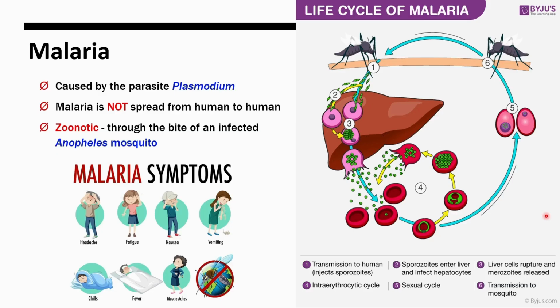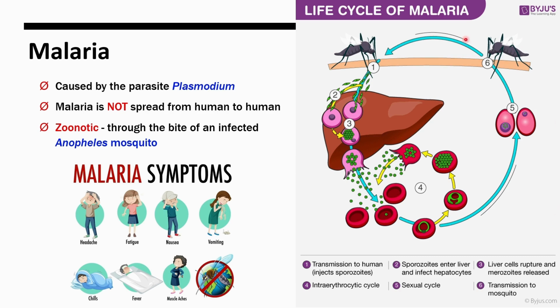The next disease that we are going to talk about, the communicable disease, is malaria. Malaria is caused by the parasite Plasmodium. So malaria is not spread from human to human. Instead, it's a vector-borne disease. It means that it passes by the bite of an infected Anopheles mosquito.